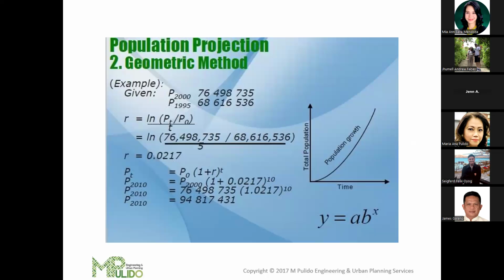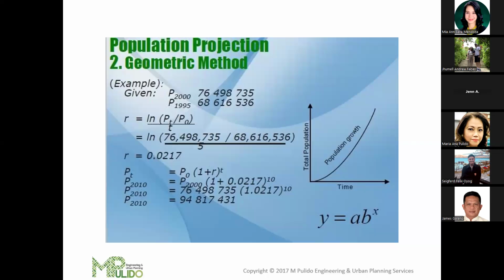Kasi 10 years yun eh. And then you get 94,817,431. So what's the interpretation here? That based on a constant geometric growth rate of 2.17%, the population would grow from 76.5 million in 2000 to roughly 94.8 million in 2010. Okay? Yan, 94 plus or 0.8.